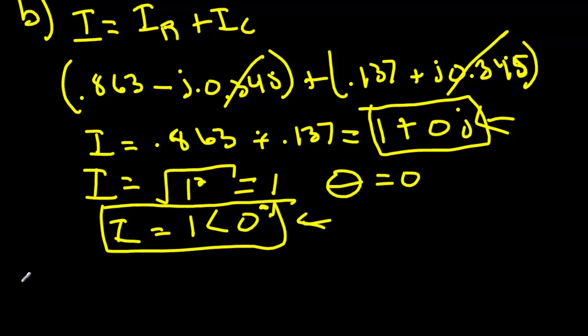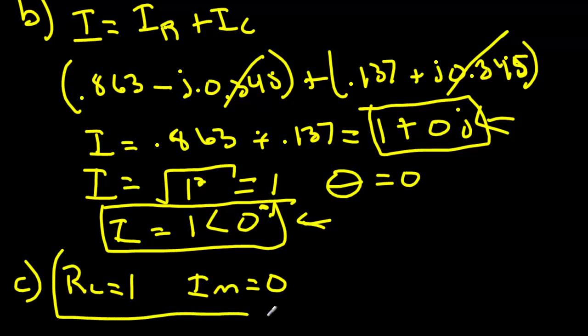Now, part C then asks for the real and imaginary parts. We've already done that. So the real part is equal to 1, and the imaginary part is equal to 0. And we can easily see that from the rectangular form right here.